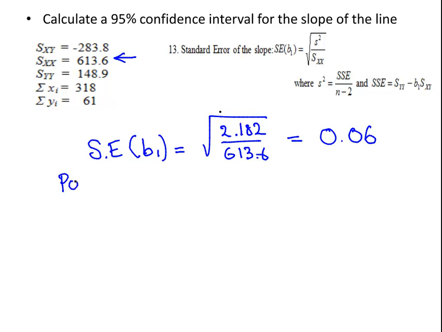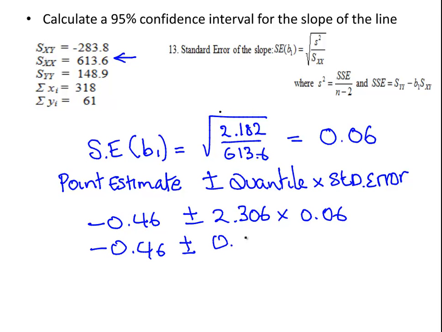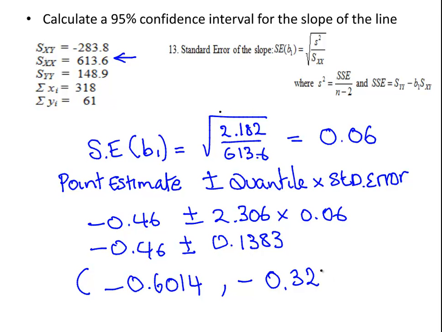Now we're able to put everything together. The point estimate plus or minus quantile times standard error. So that's minus 0.46 plus or minus 2.306 times 0.06. That's equal to minus 0.46 plus or minus 0.1383, and roughly that is equal to minus 0.324. I'll just go to 4 decimal places anyway: minus 0.6014 to minus 0.3246.